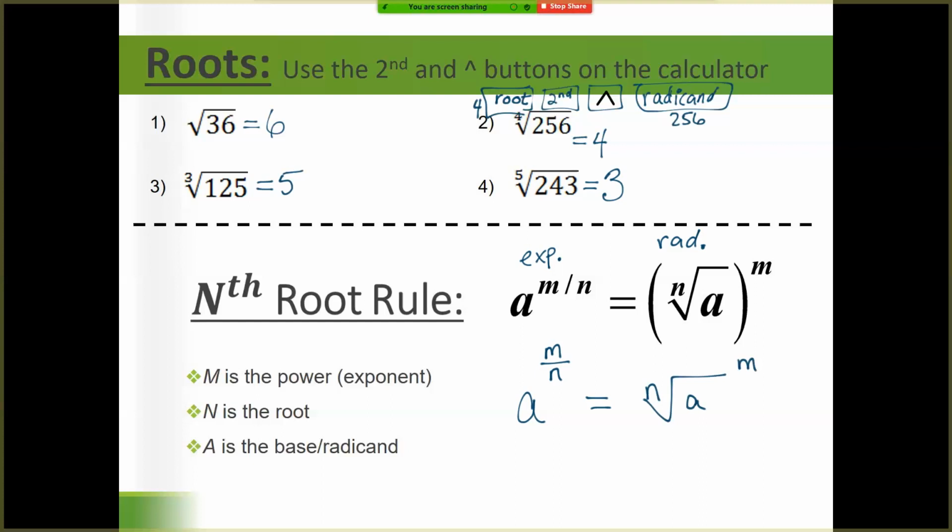Sometimes you'll see it with parentheses, sometimes you'll see it without parentheses. So sometimes it'll look like the top, sometimes it'll look like the bottom. So we're just moving pieces. Like the m moves up, the n moves down. I always try to remind my students that m is the numerator or the top of the fraction. It goes up to be the exponent. The n's the denominator. It goes down to become the root.